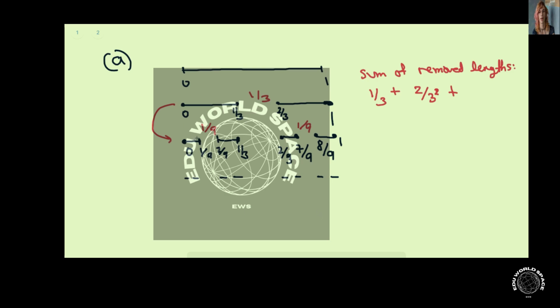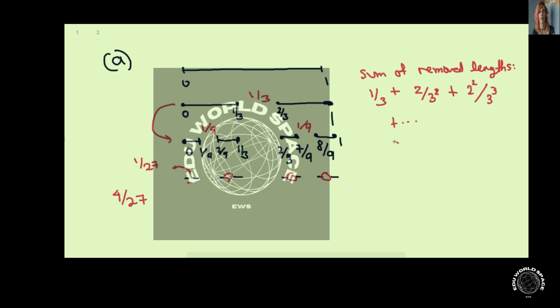And then going from the next line, we would take out a third of this ninth, but that would be 1 over 27. And then there's a total of 4 of them. There's one there, there, there, and here as well. So that'll be 4 over 27. And we could write that as 2 squared over 3 cubed, and so on.